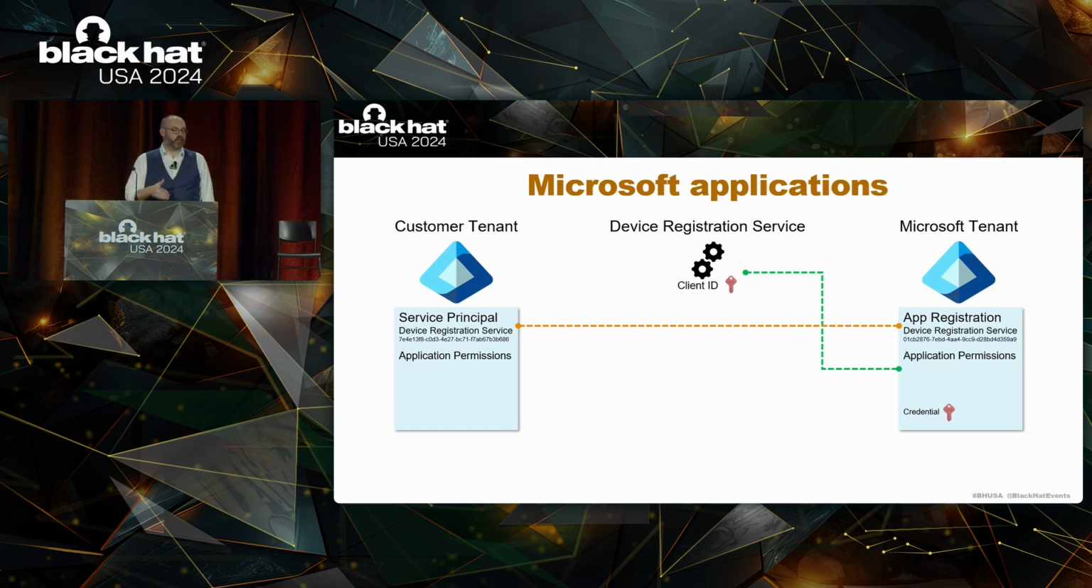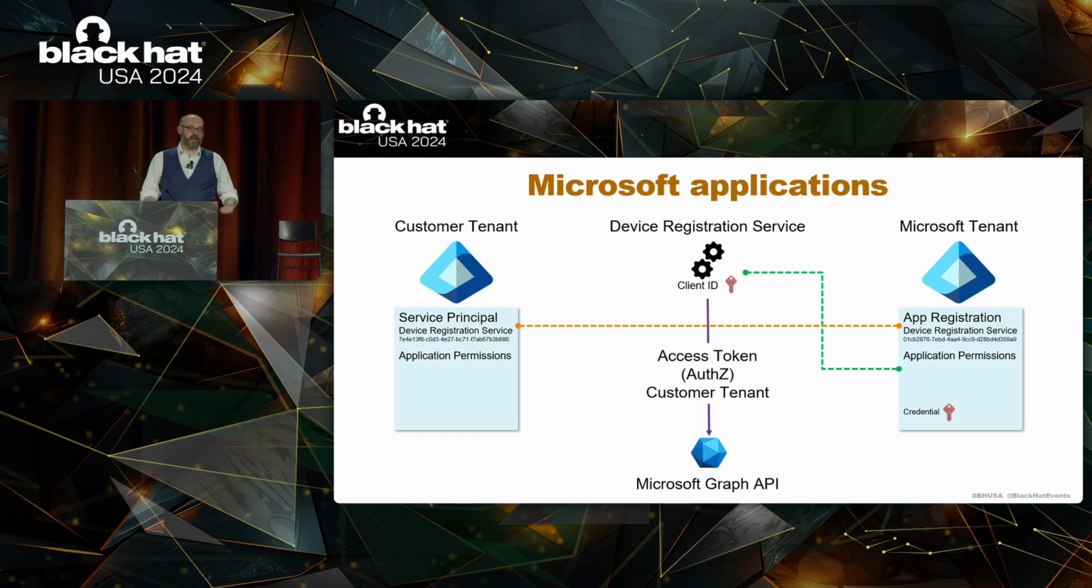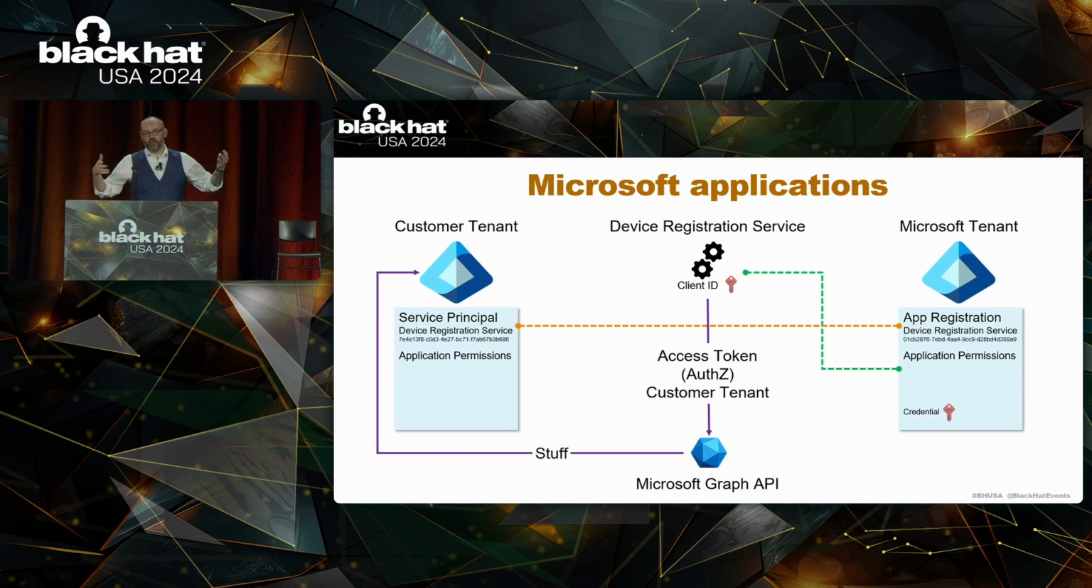But for the most part, these things operate very similar to if I was an external software developer. So in this example, we have device registration service. Again, it has a client ID, it has a credential assigned to it. It can authenticate to a tenant, and it can get an access token back. And if in theory it needed to talk to Graph for something, it could pass it along and go do whatever the stuff is that device registration service is supposed to be allowed to do.